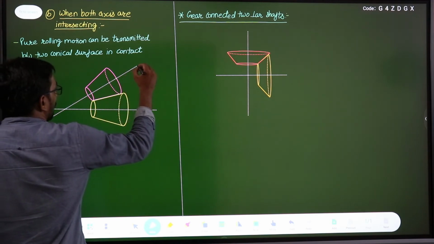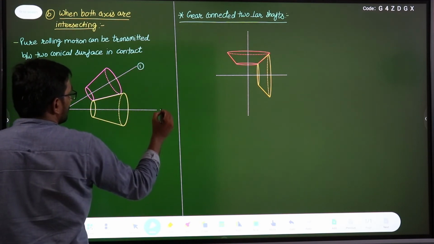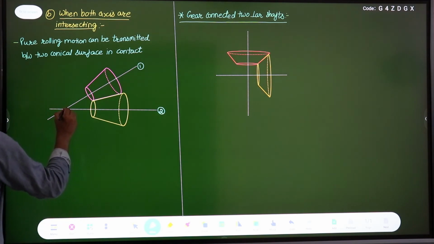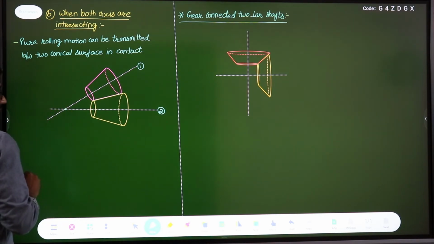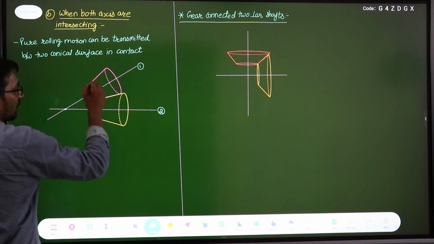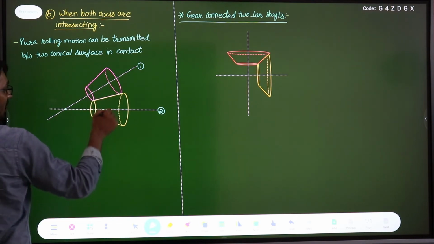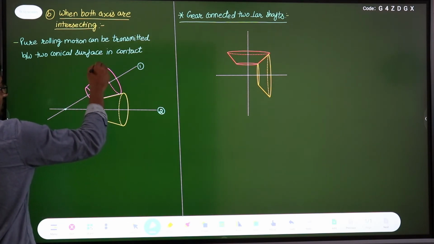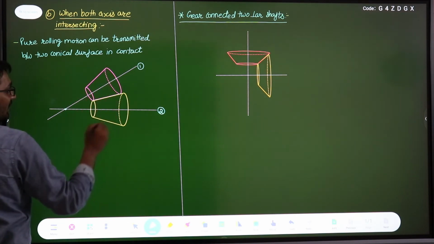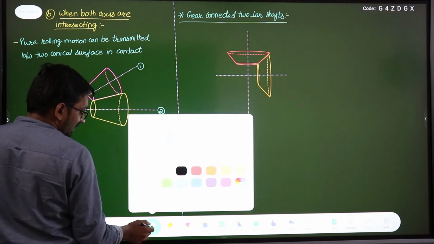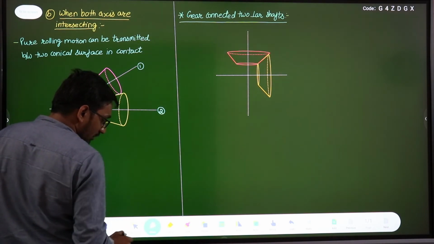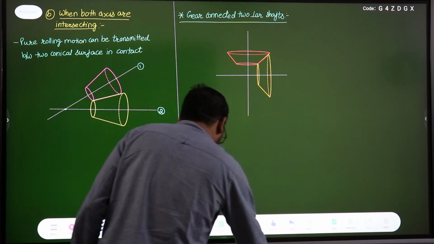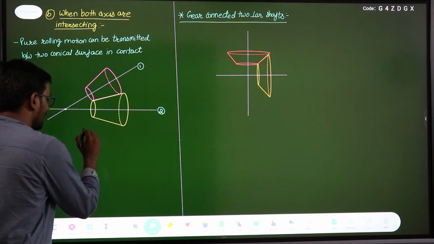Suppose this is your shaft 1 and this is your shaft 2, right? They both are intersecting at this point, right? They are not parallel. So we can say that the pure rolling motion can be achieved with the help of these conical surfaces, and if there are teeth on these conical surfaces, then they can act as a gear. So we can say that these type of gears are known as bevel gears, right? These type of gears are known as bevel gears.